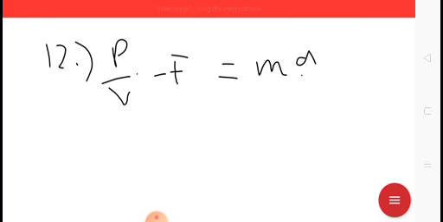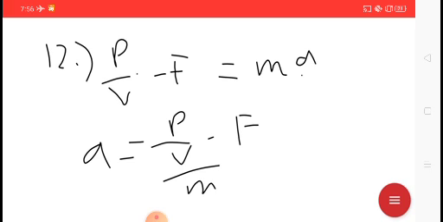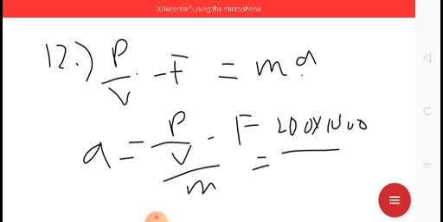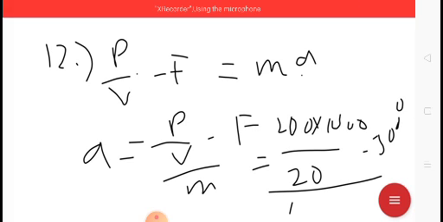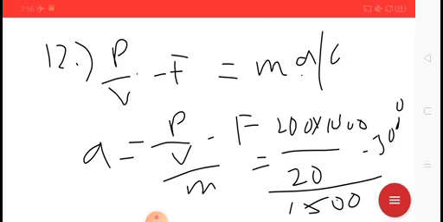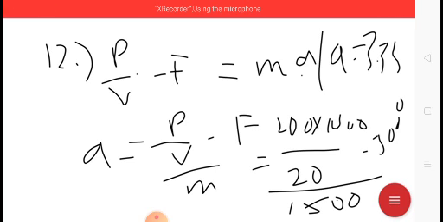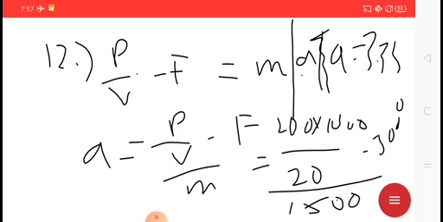Now the question asks you to find the acceleration, so you cannot put it at 0. So shift everything to one side: A equals P over V minus F over M. You have 200,000 maximum over the velocity, minus 5,000, over 1500. By this way you should get your A is equal to 3.33 meters per second square. So this is for question 12.